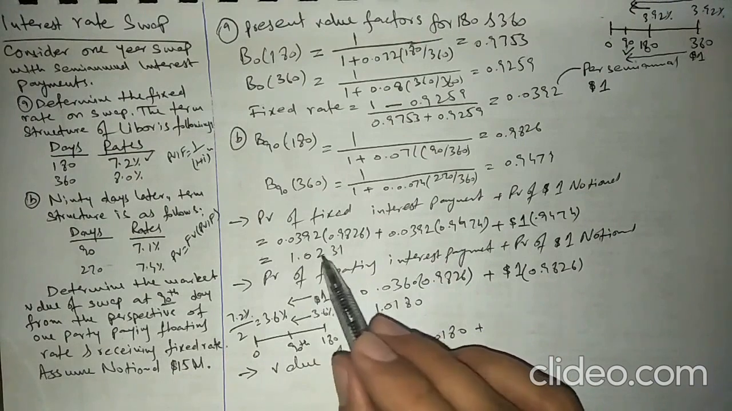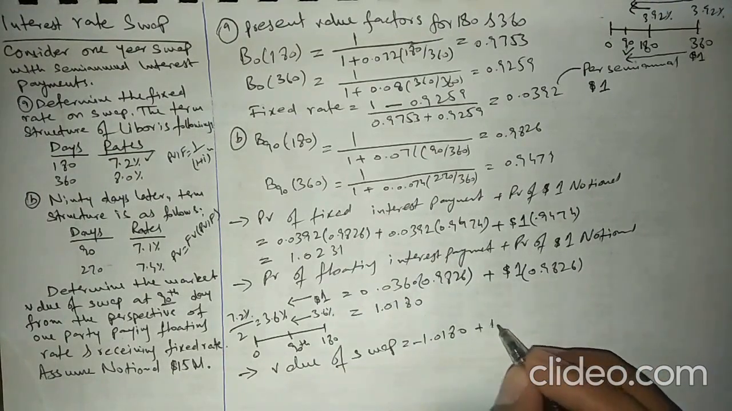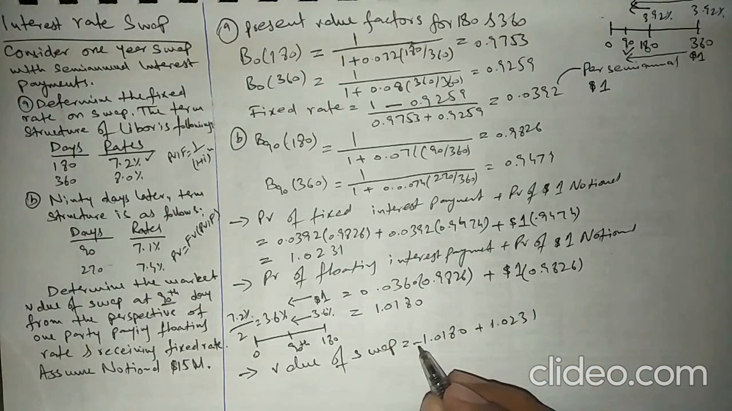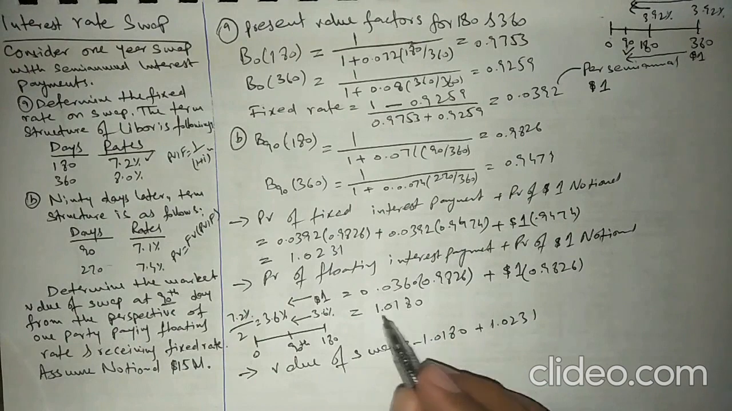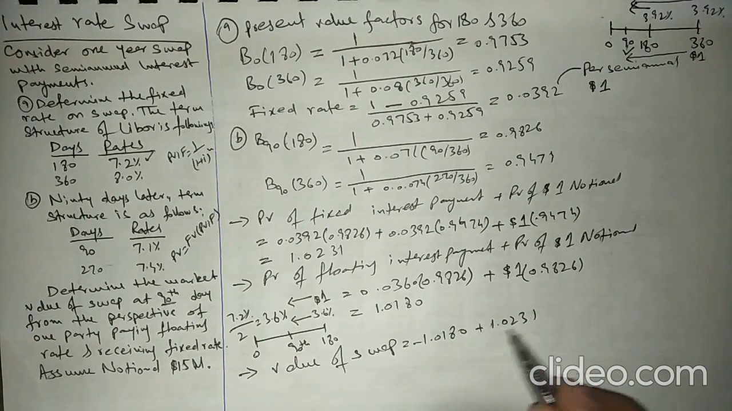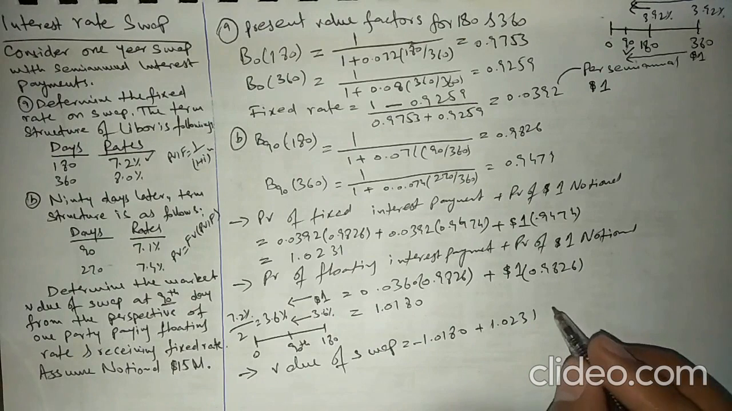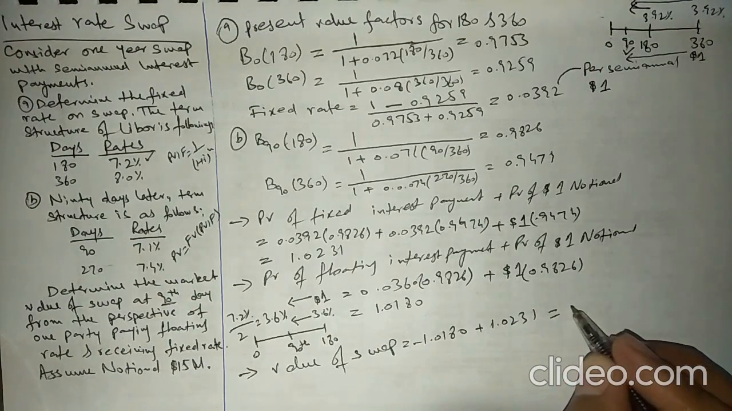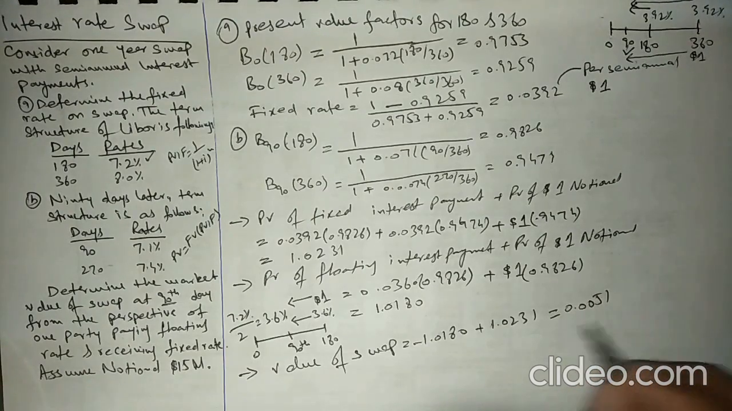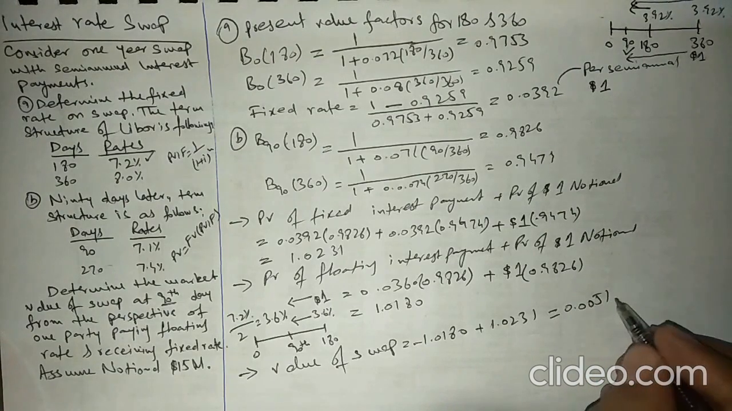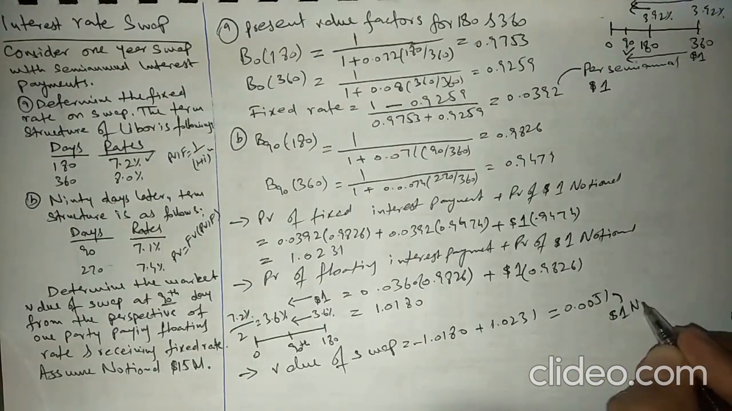So the present value of the fixed interest payment is 1.0231. Here we use a negative sign because we are calculating the value of the swap with respect to the party who is paying floating. So paying floating means we will use a negative sign with the present value of the floating interest payment and a plus sign with the present value of the fixed interest payment. So the whole answer here is 0.0051. That means that the value of the swap is 0.0051 for $1 notional principal.